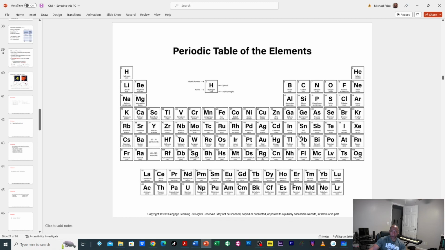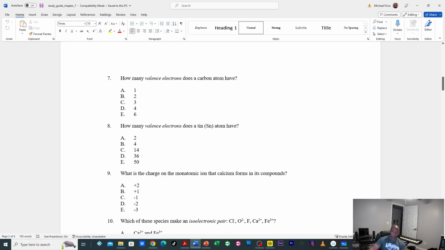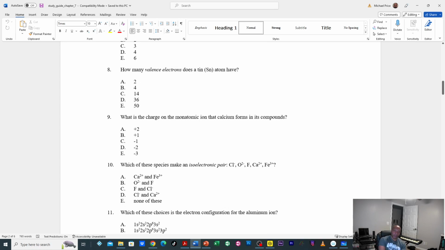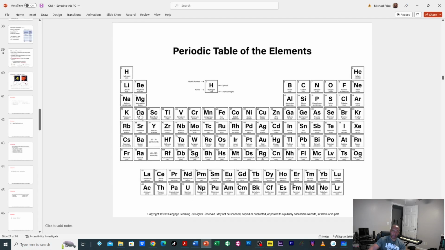Number 8, how many valence electrons does tin have? So again, you find tin. It's right there. Now remember, once the d's are full, they're no longer considered valence electrons, and that's of course true for the f's too. So I'm not going to count these 10 right here. I just start right here, 1, 2, then I skip all the way to indium, 3, 4. So tin has 4 valence electrons, the same as carbon. It's in the same group, so of course you'd expect it to have the same number of valence electrons. So the answer there is going to be B.